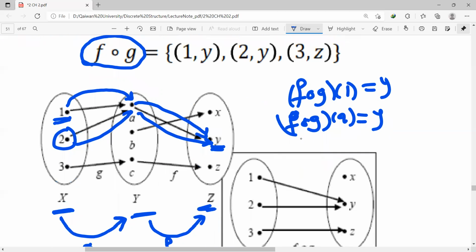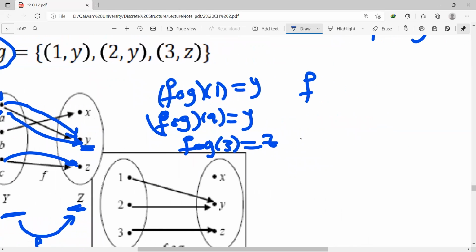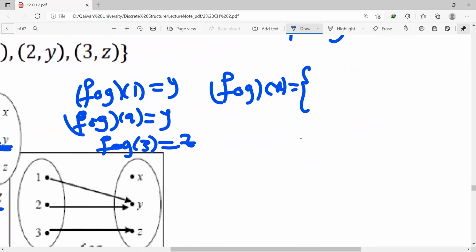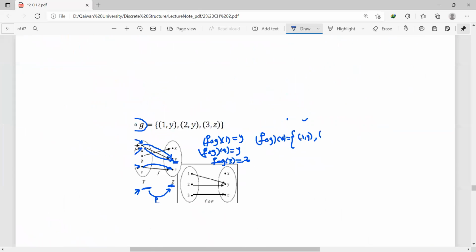How about 3? 3 goes to C, and then C goes to Z. So F circle G of 3 equals Z. So what are the relations in F circle G? You say F circle G of X equals to what? Equals 1 and Y. Is it? 1 goes to Y. About 2? 2 and Y. Then 3 and Z. We have only these 3 elements in the relation.